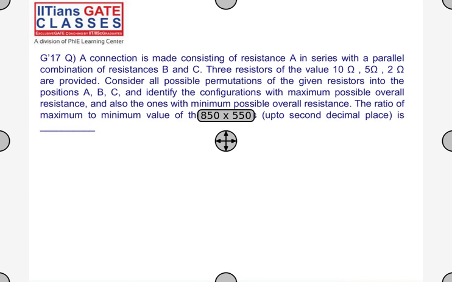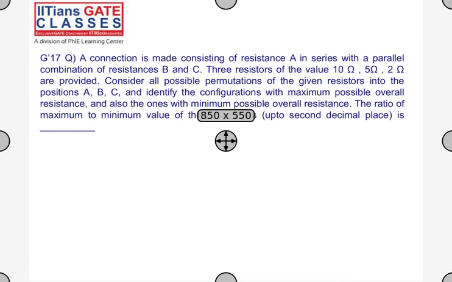So try to answer this. From the question, when you read the question, you will be able to draw the circuit, how the circuit is.